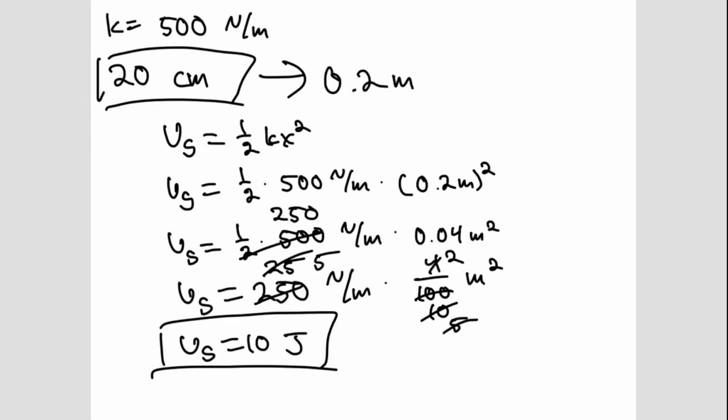Desmos. That is not... Hold on. Give me a sec. 1/2 times 500 times 0.2 squared. It is just 10. I did my math correctly. Yay!